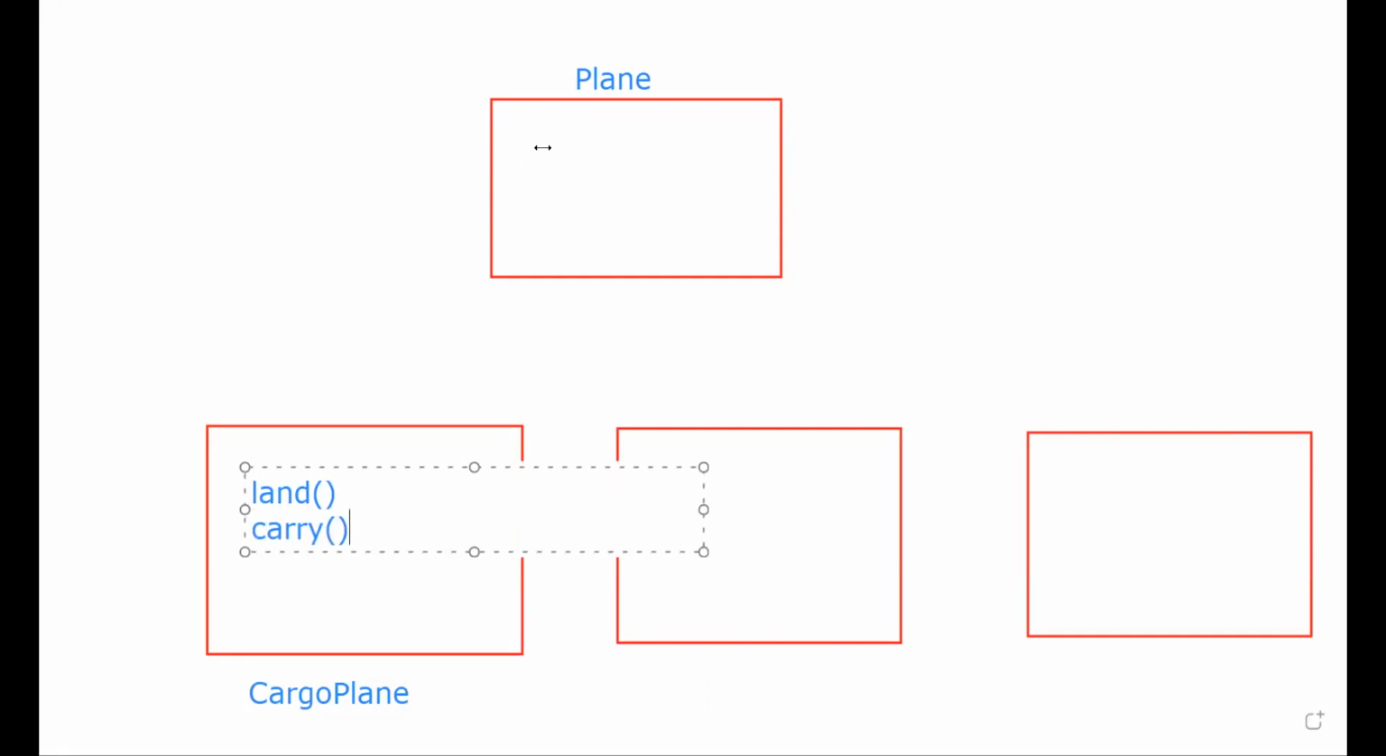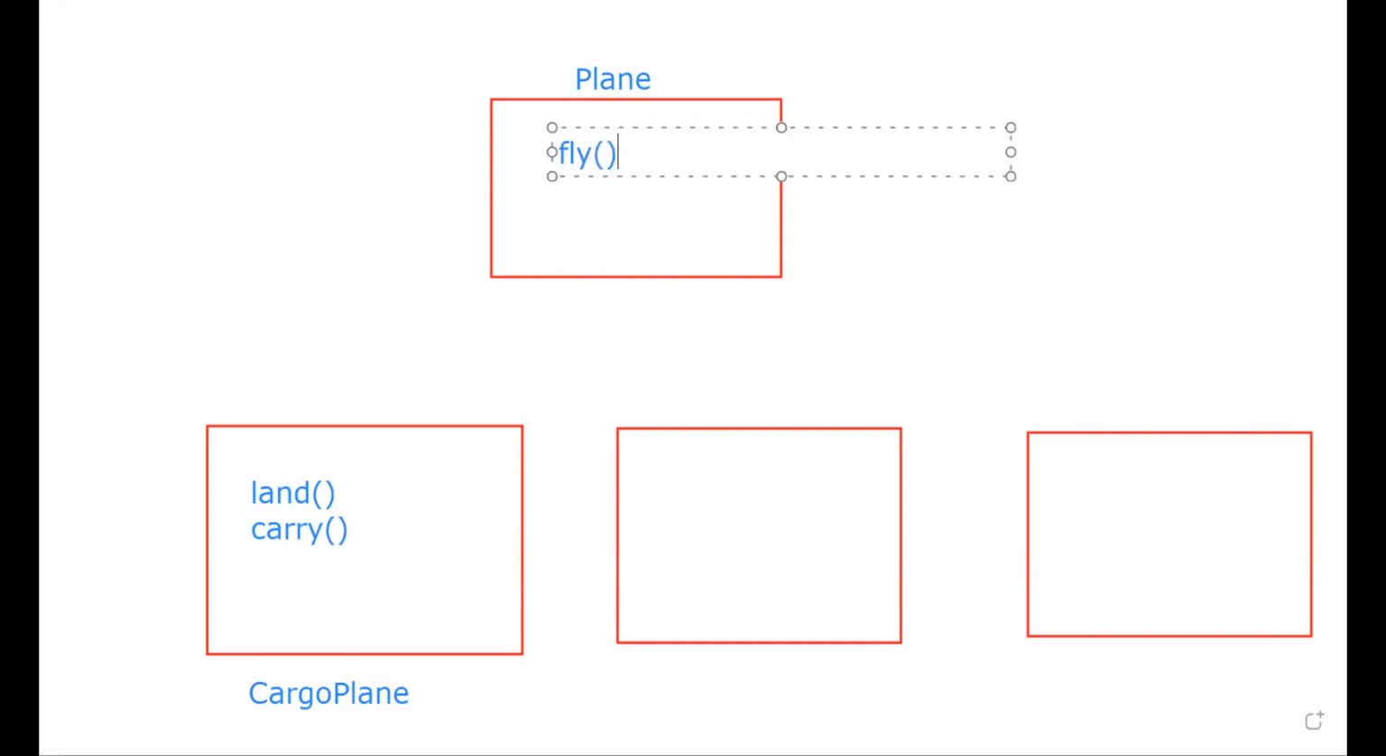Here we'll have two methods: fly, and next, land. These are the two methods. What I'm trying to say is that this class is going to extend this particular plane class. Same thing, assume that passenger plane and fighter plane are also going to do.